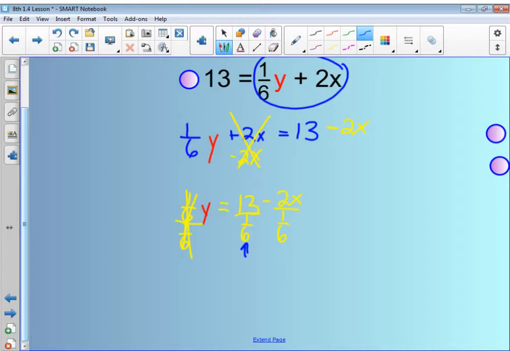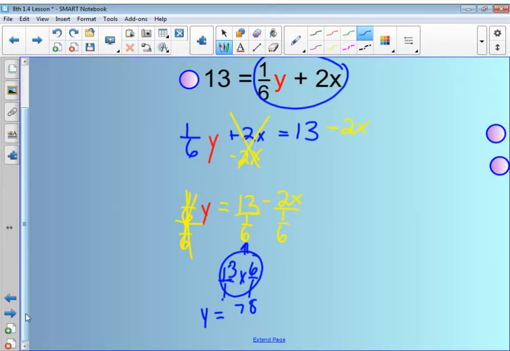When I look at this, I am really working horizontally. This is what I see. 13, which I'm working with as a fraction, over 1, divided by 1/6. So when I divide, I keep, I change. So this is going to become multiplication. And then I flip. So 13 over 1 times 6 over 1. So 13 times 6 gives me 78. So right now I've got y equals 78 for this.